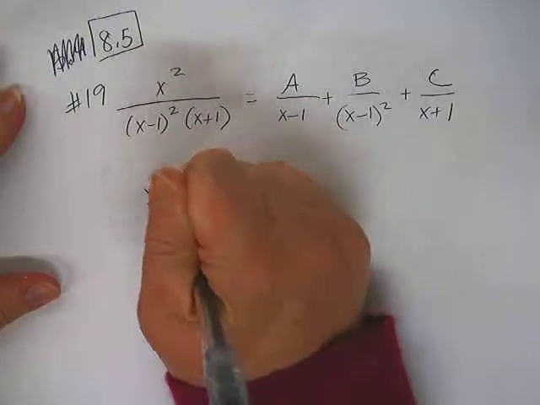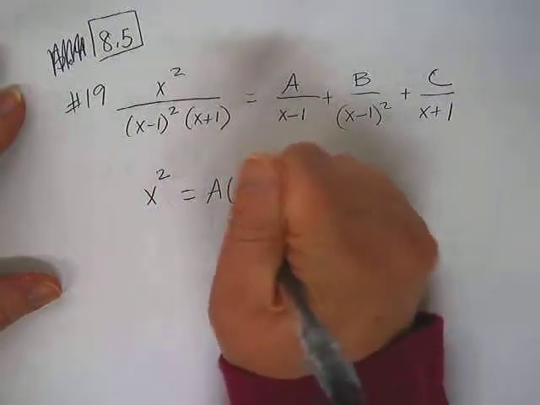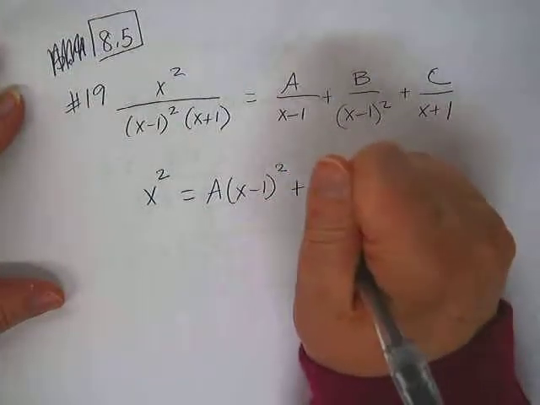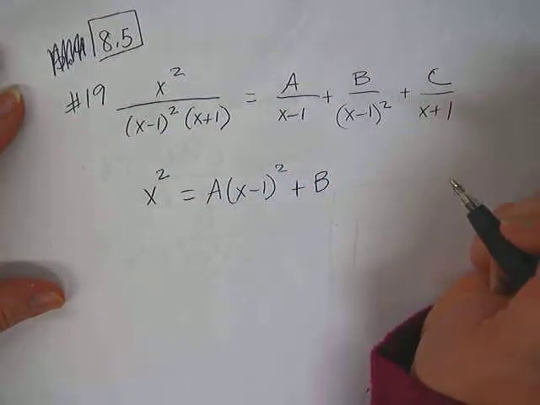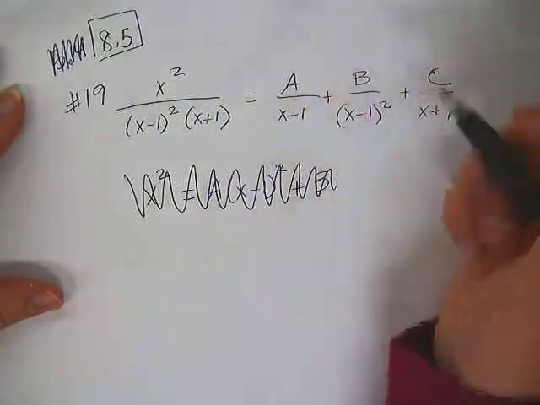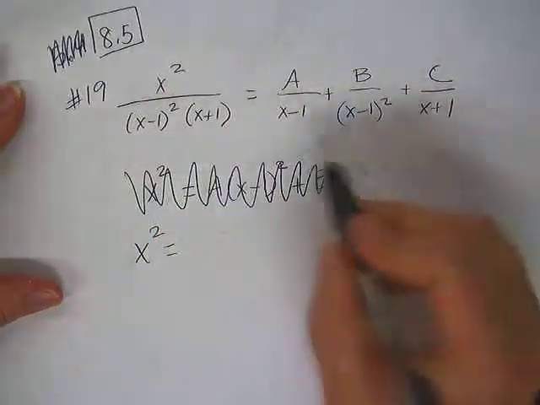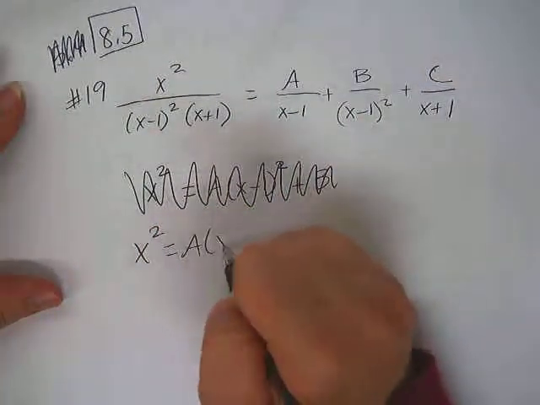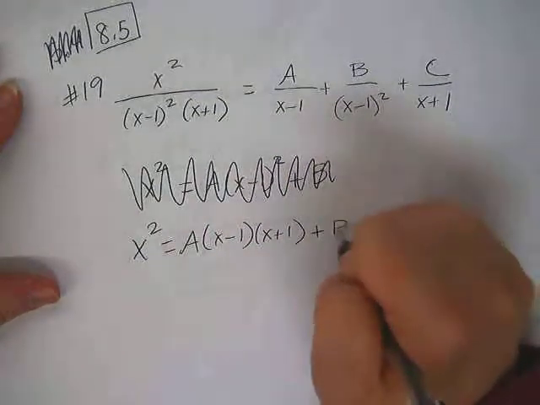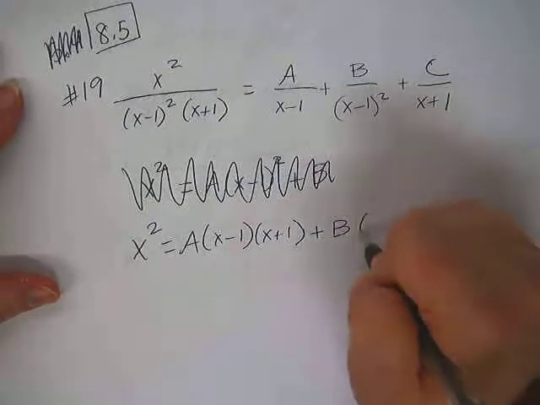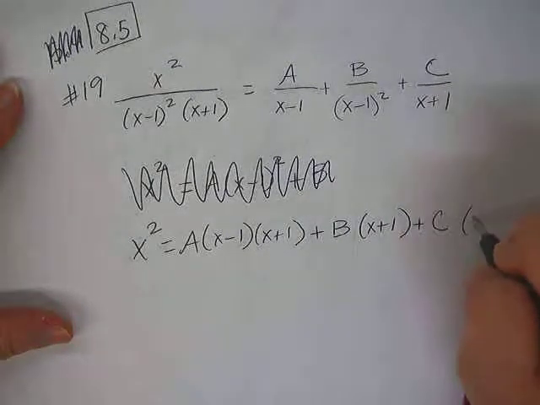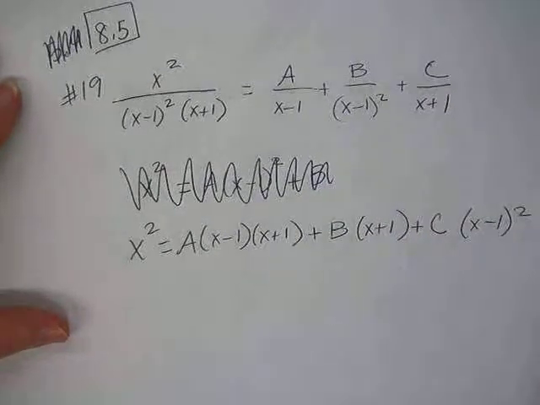So now we'll have x squared equals a times x minus 1 squared plus b times, oh wait, am I missing something? The squared should be b. I totally messed that up. So one of those cancels. So we have a times x minus 1, x plus 1, correct? And we have b times x plus 1. And we have c times x minus 1 squared.